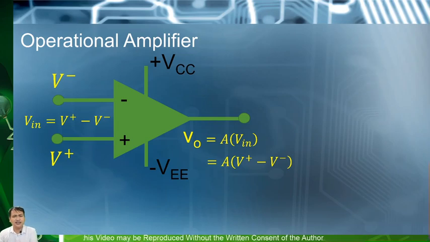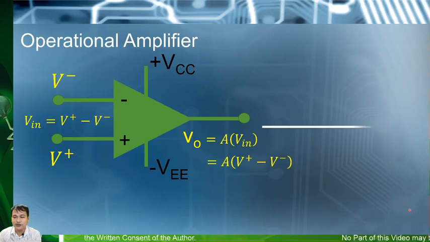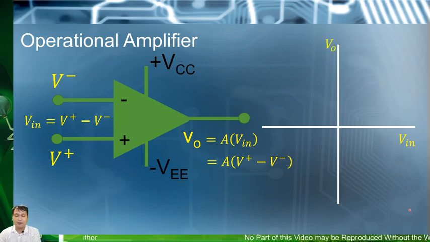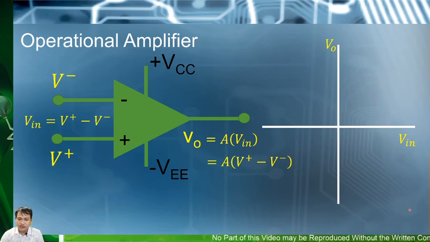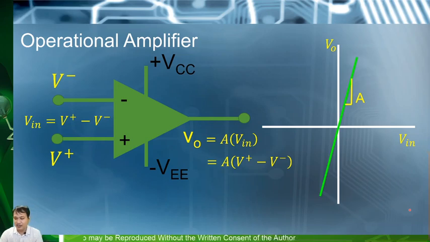So let's plot this equation. Our VO is equal to gain times our V in. A graph showing the output against the input voltage of the op-amp. This graph will show the three regions of operation of an operational amplifier. So let's make a line here which is very steep. The slope of this line is our gain.